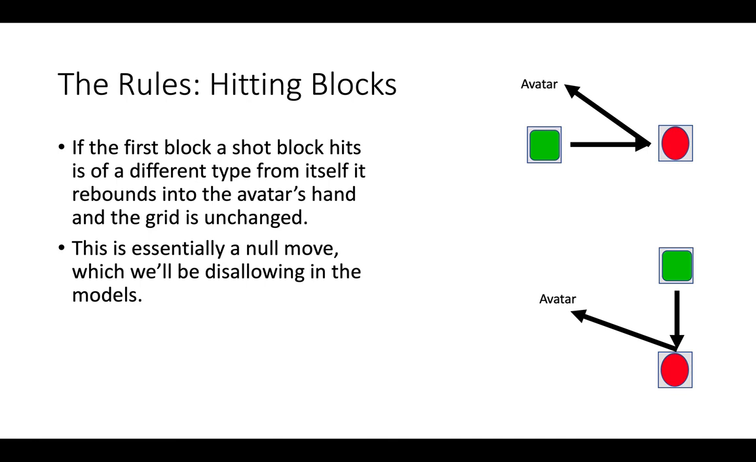If the first block that we shoot hits is of a different type, so a different color from itself, then it just simply rebounds into the avatar's hand and the grid is unchanged. This is essentially a null move, which we'll be disallowing in our models.